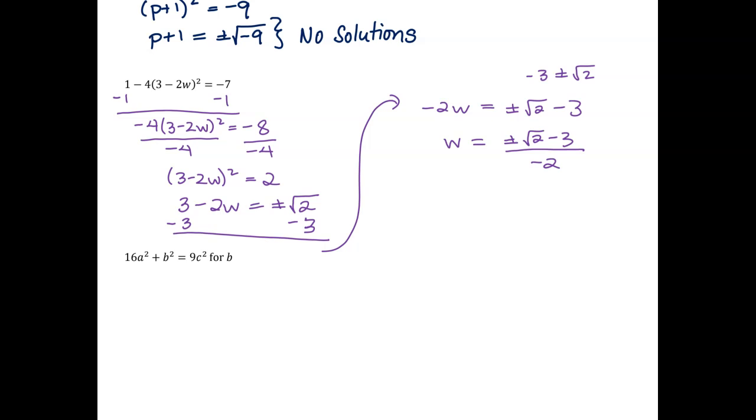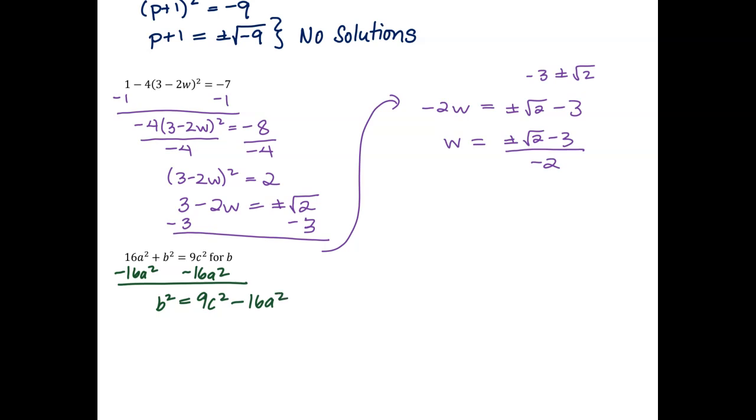Okay, very last thing is I just wanted to mention that we can solve literal equations with all these new tricks we're learning as well. So we're asked to solve this one for b. The first thing I'd like to get rid of is the 16a squared if I'm trying to solve for b. So b squared is equal to 9c squared minus 16a squared.